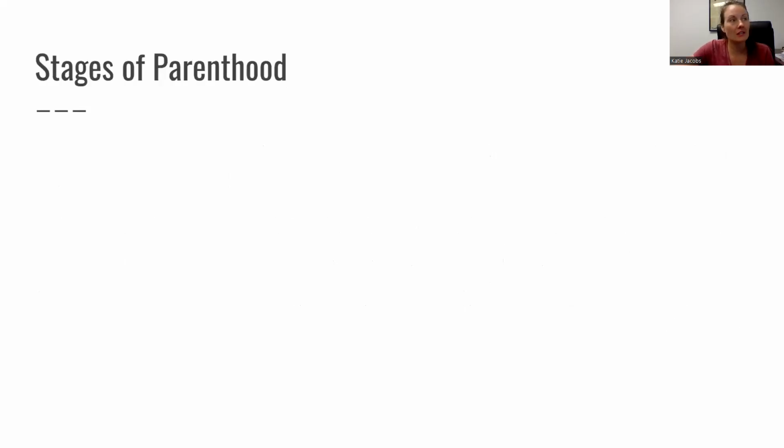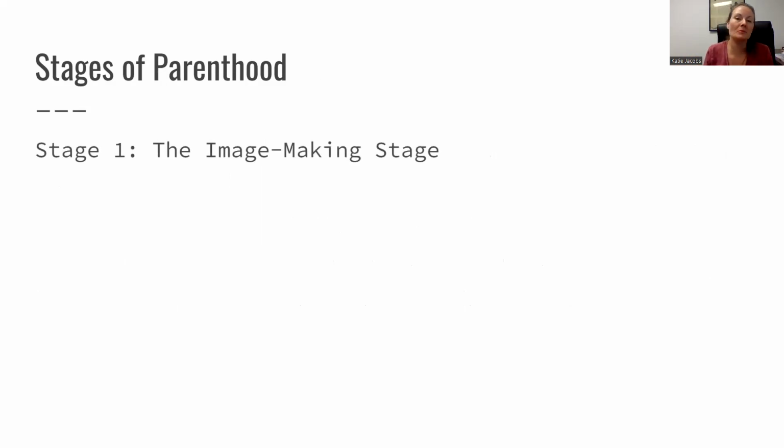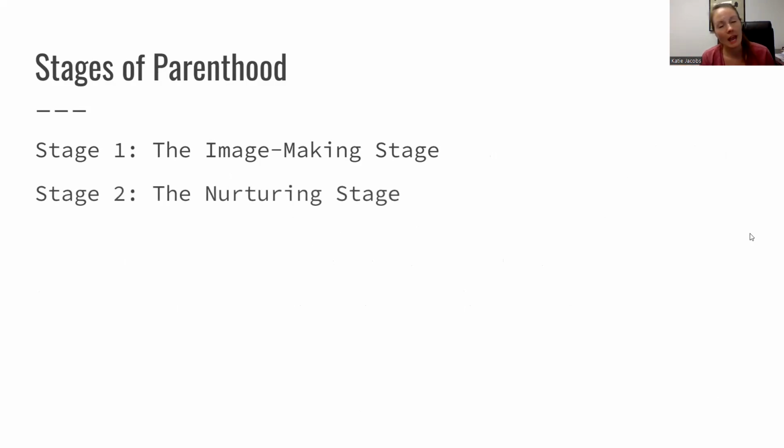We also have different stages of parenthood. The first stage is the image making stage. This is planning for a pregnancy, where parents start trying to plan what it might be like to be a parent and how they might accommodate a child. Stage 2 is the nurturing stage. This is when they have an infant, and they start developing an attachment relationship with the child and adapt to having a new baby.